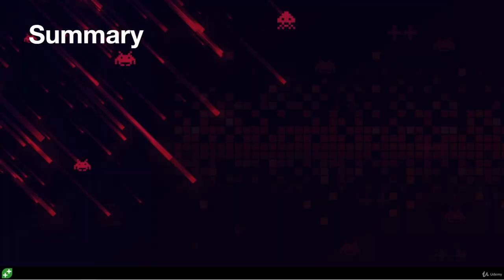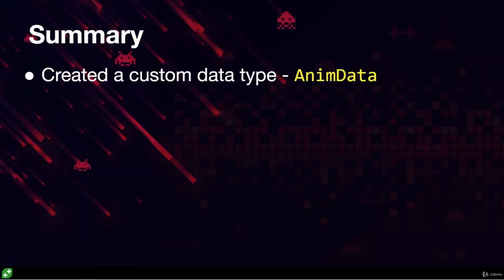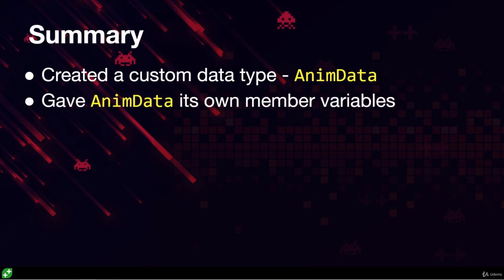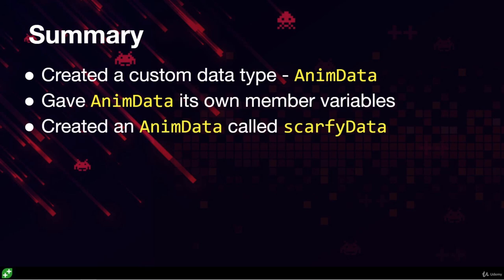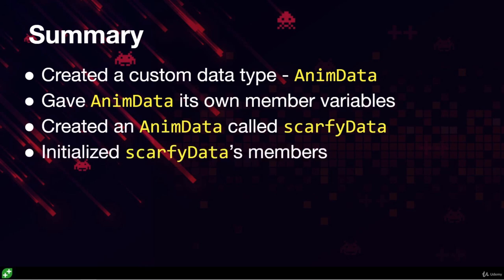So in summary, we've created our own custom data type called AnimData, and we gave AnimData its own member variables. We then created a new variable of this AnimData type called scarfyData, and we initialized scarfyData's member variables by accessing them using the dot operator.